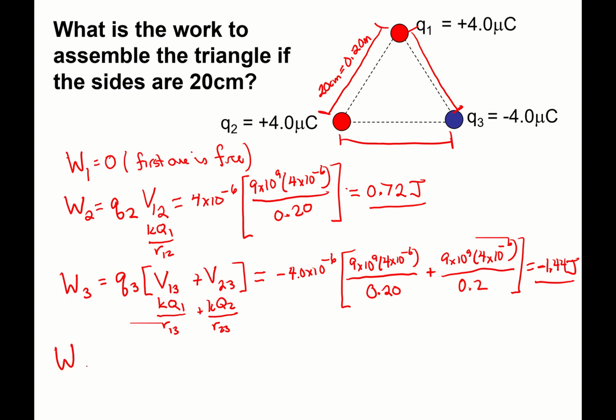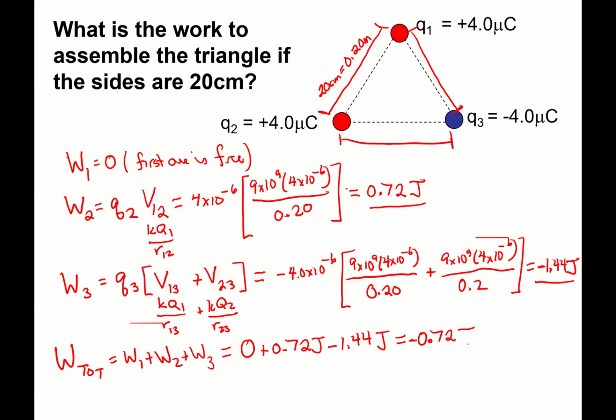So now my total work is going to be work 1 plus work 2 plus work 3. And so that's going to be 0 for charge 1, 0.72 joules to bring in charge 2, and then minus 1.44 joules to bring in charge 3. So if I add those all together, I get a negative 0.72 joules. Okay, so that means that in general, that system of charges wants to attract together to be in that shape because it's negative.